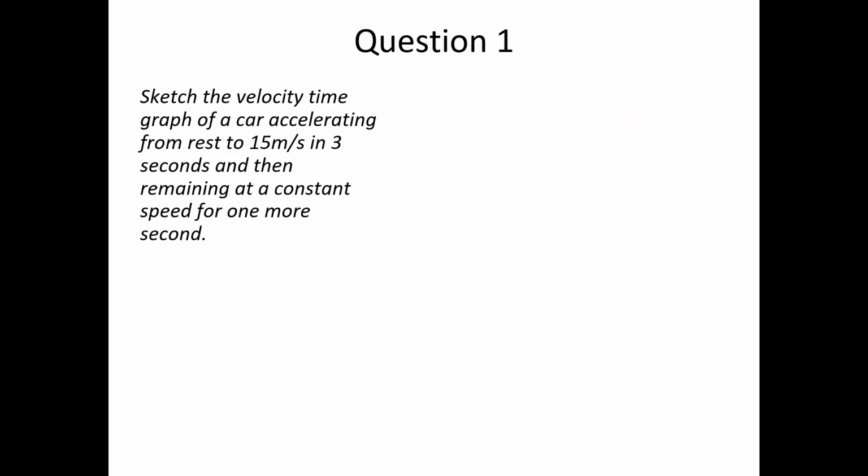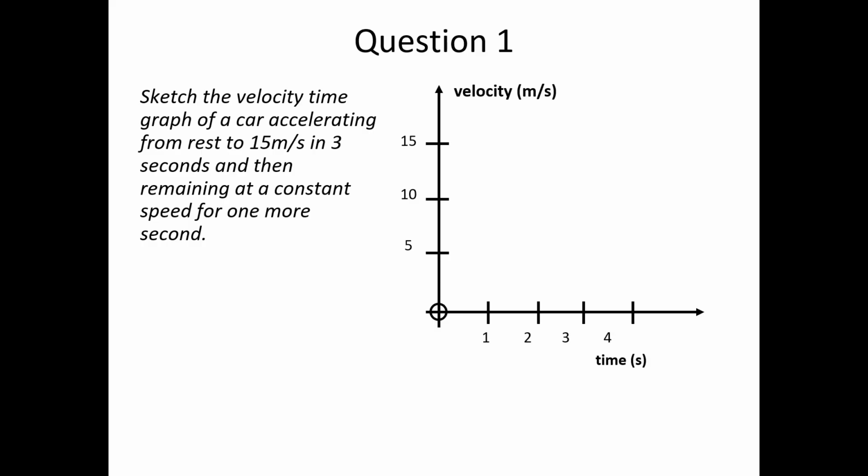Okay. So let's have a little look at this question. Sketch the velocity time graph of a car accelerating from rest. So that's saying u equals 0 to 15 meters per second in 3 seconds, then remaining at a constant speed for 1 more second. So have a little think about that. If you want to have a go at it, pause the video. So there's our axes labeled there, okay? And so initially it's accelerating in the first 3 seconds there, so straight line, diagonal line going up there, and then for the last second, just a horizontal line, okay? Well done if you got that right.